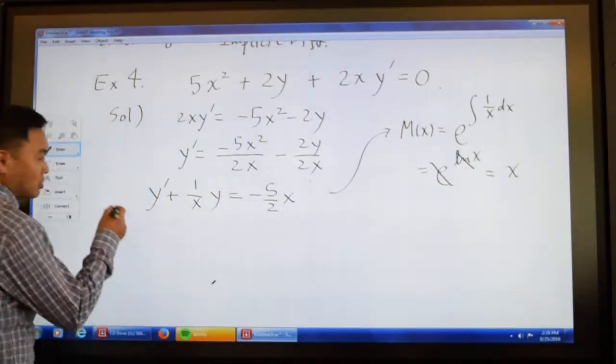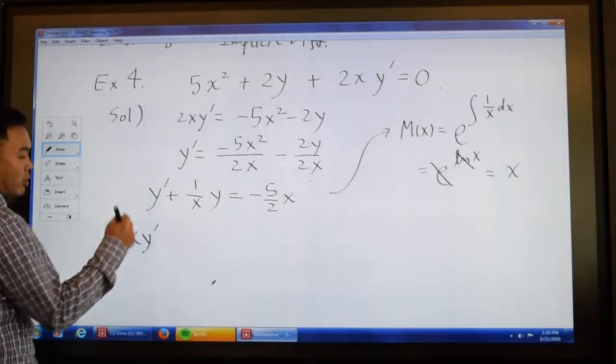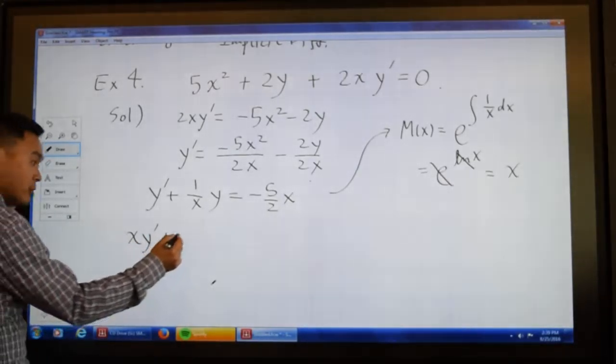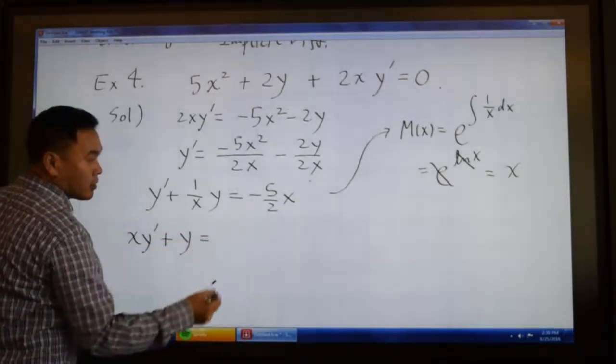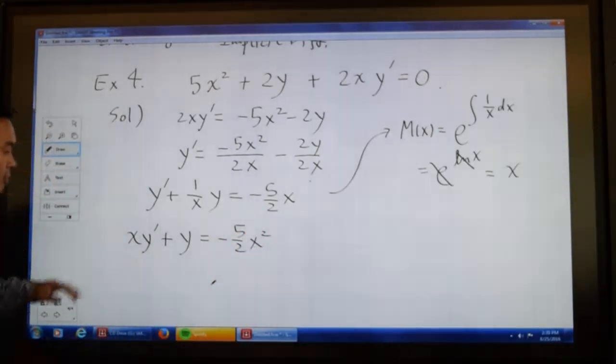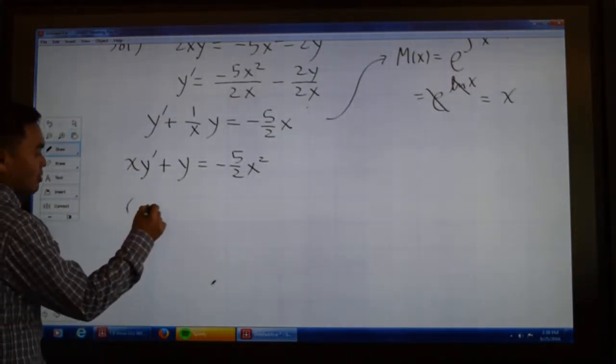Let's multiply the multiplier all across. X times y prime, and x times 1 over x is 1. X times this is negative 5 over 2x squared. And then this is a product rule of something. What?